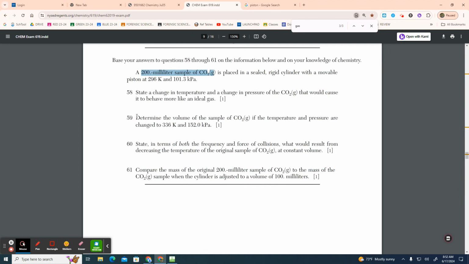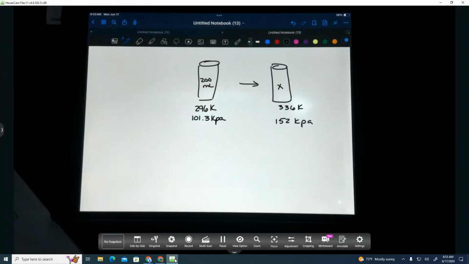All right. Determine the volume of this sample of carbon dioxide if the temperature and pressure are changed to 336 Kelvin. So we're going to change this to 336 Kelvin and 152 kilopascals. This didn't change size. Okay? What's the new volume?